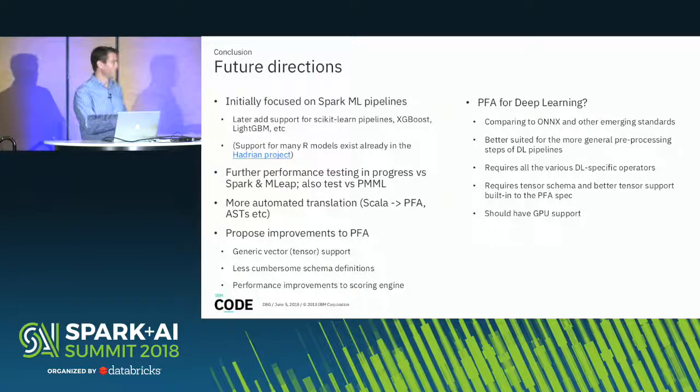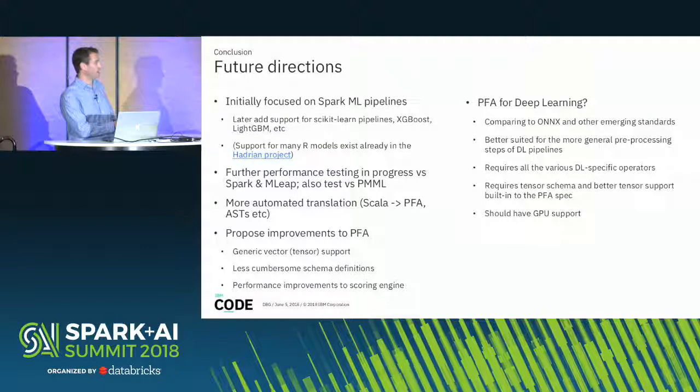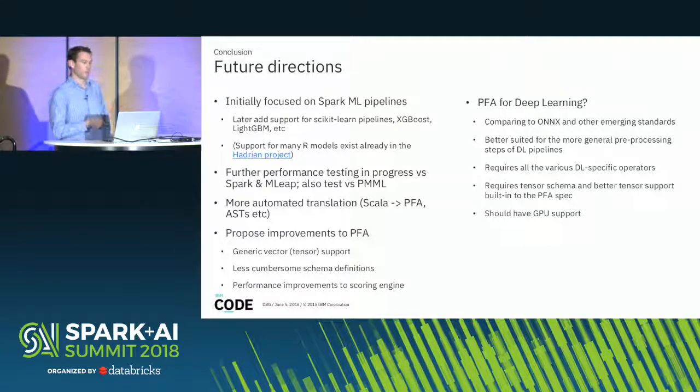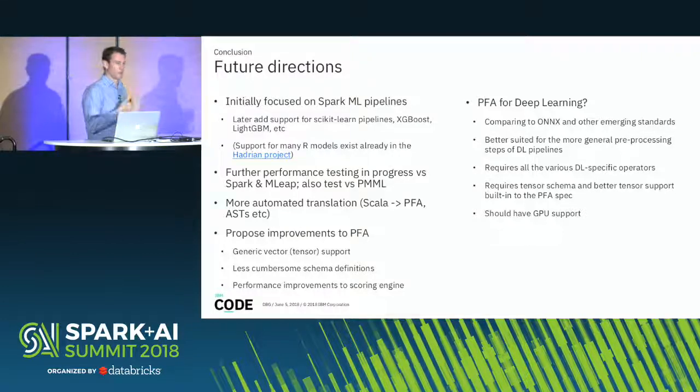And importantly, propose some improvements to the PFA standard, in particular, as we mentioned, generic vector and tensor support, better schema definitions, and improvements to the reference engines, as well as explore if there are ways that we can add deep learning support to PFA. So that requires deep learning specific operators, perhaps some concept of operator graphs and GPU support.